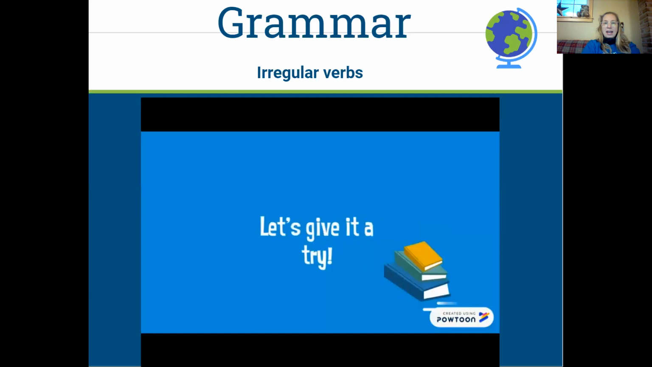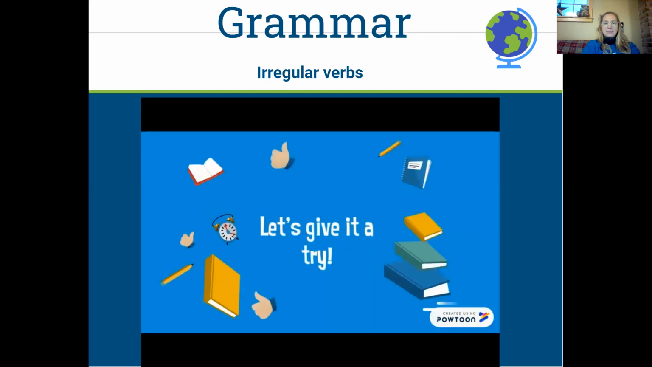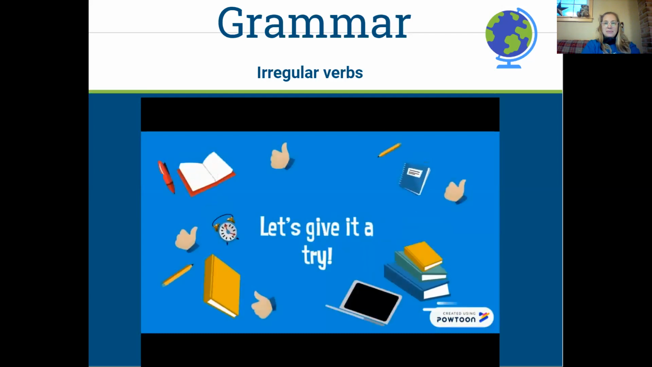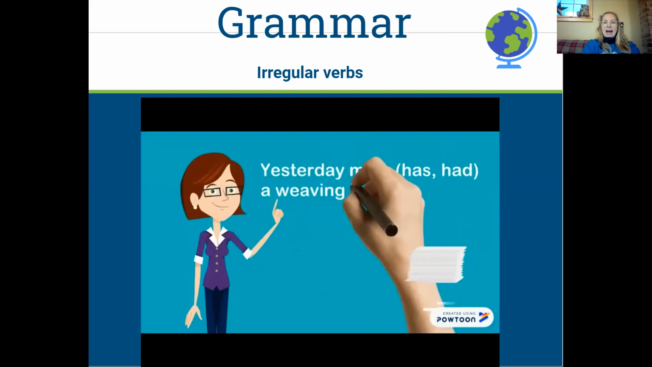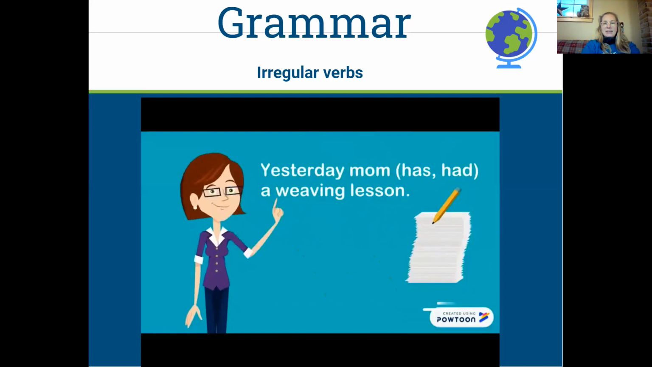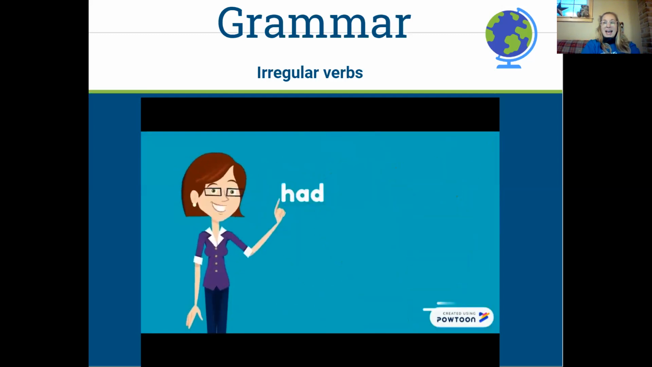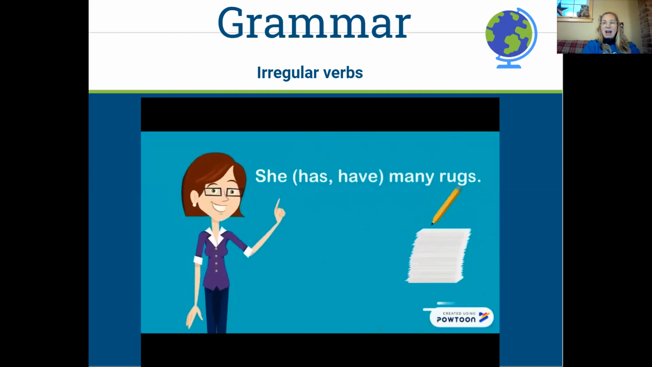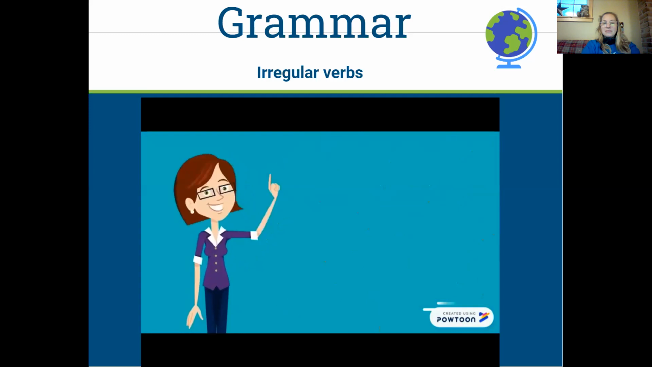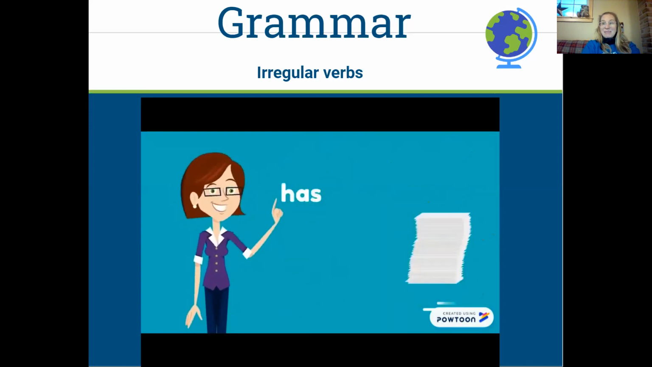Let's give it a try. Yesterday, Mom has or had a weaving lesson. Had. Good job. She have many rugs. She has many rugs. Great job.